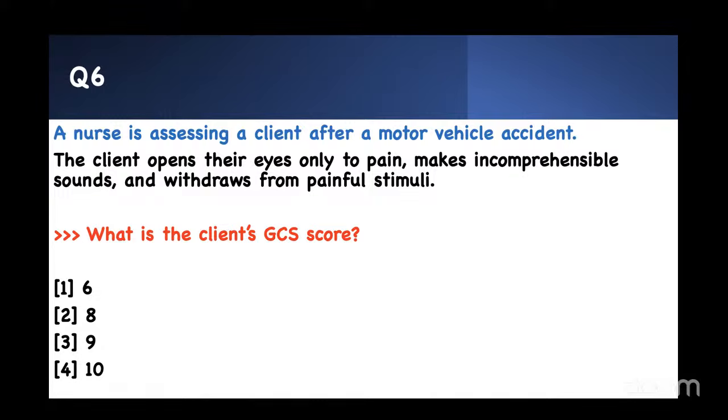The way I like to do it is look at the eye. You say the eyes are not spontaneous. It cannot get what? 4. It's not opening to voice either. Therefore, it cannot get 3. You have to get 2. Incomprehensible means no moaning. Therefore, moaning is the same thing as incomprehensible. You get 2. If you're withdrawing from pain, it's a little bit lower than what? Obeying, but it's not localizing or extending or flexion.